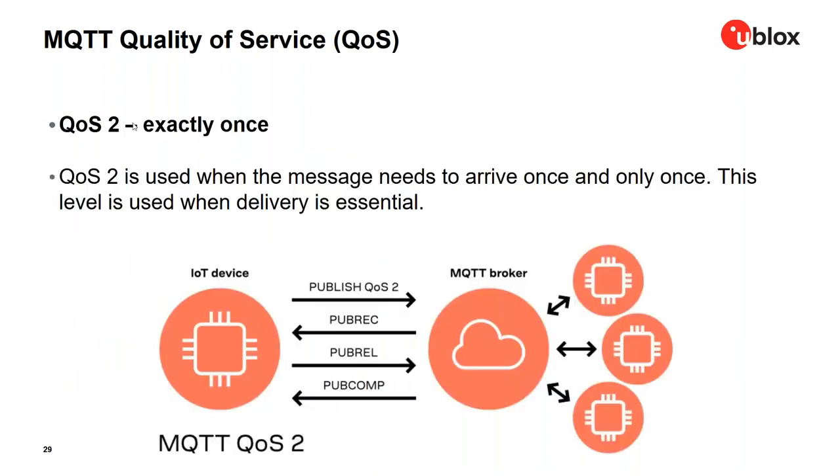Quality of service 2 delivers that a message is delivered exactly once. In this case, there are 4 different handshakes in here. There's the initial publish with the quality of service of 2. The broker responds with a received message. The client will then respond back with a release. So this tells the broker, okay, I've got your received. I know you've got it. So now please go ahead and deliver that message to the subscribed clients. And the broker then comes back with a completion message.